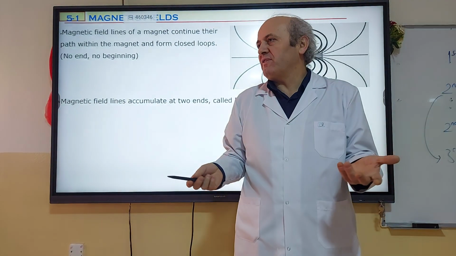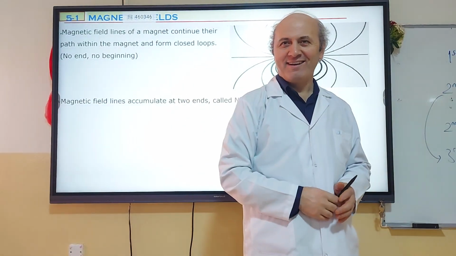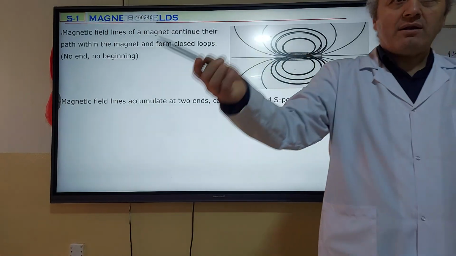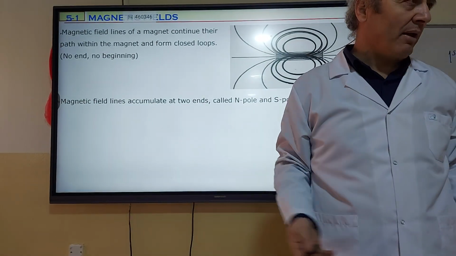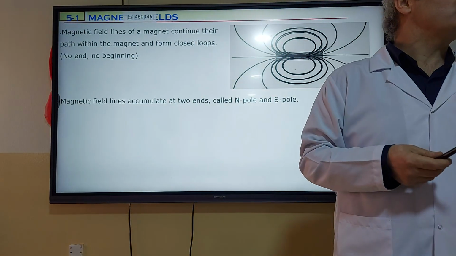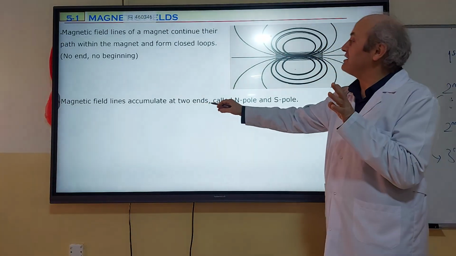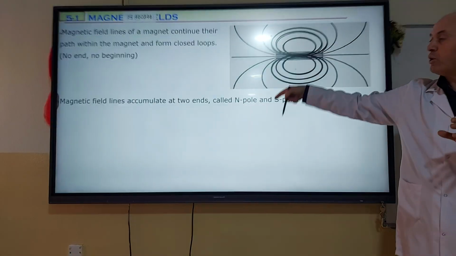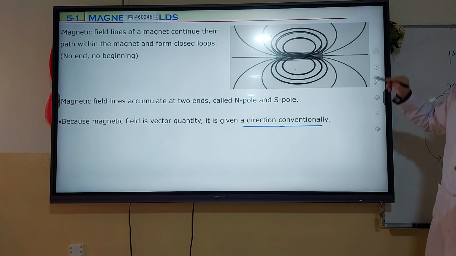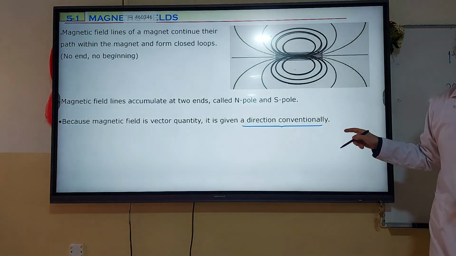And we could give a different name. For example, one end we can say honey, the other end we can say Lara. We could do like that. It's just the naming. They named N and S. Which side is going to be N, which one is S? Now we are going to see that. But we saw that magnetic field lines accumulate at two ends, and these two ends are called poles. One end is N pole, other end is S pole. Because the magnetic field is a vector quantity, it's given a direction conventionally.